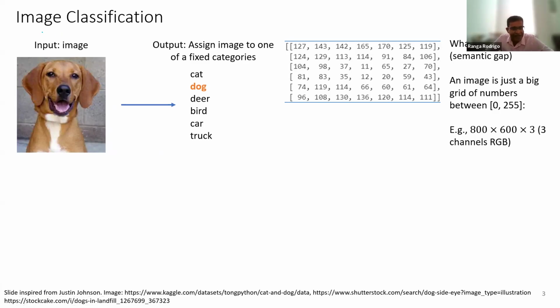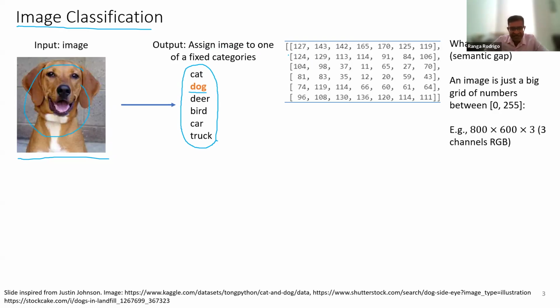All right, so image classification means now you input an image like this dog, it is a beautiful dog, and the output is to assign each image to one of the fixed categories. These categories are fixed. Cat category, dog category, deer category, bird category, car category, or truck category. We call them classes. So we assign this image to the dog class. That is the purpose.